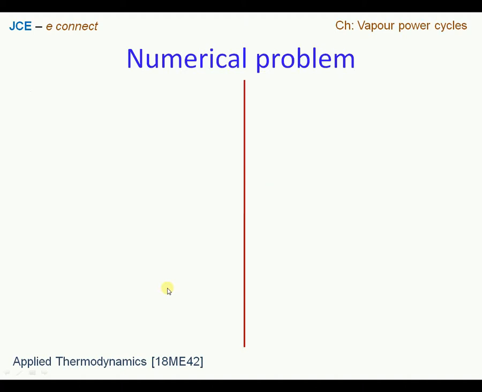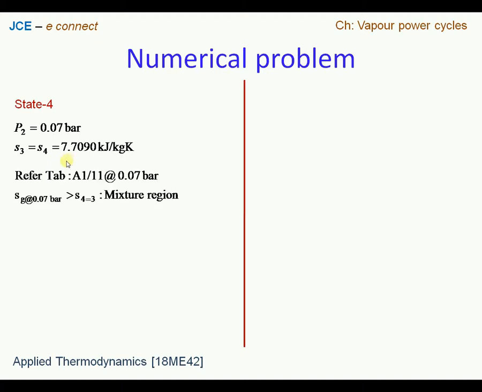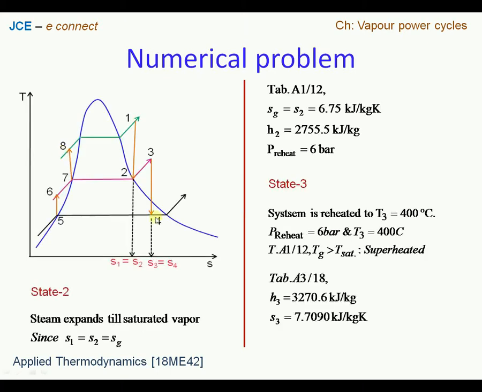From this TS plot, at state point 4 they have given us the condenser pressure, that is 0.07 bar, and we know that state point 3 to state point 4 was an isentropic expansion process. Therefore S3 is equal to S4, which is 7.7090 kilojoule per kg Kelvin. Now the procedure here is we have to find out whether the system is lying inside the dome or outside the dome. That means, for state point 4 on the TS plot, is it inside the dome or outside the dome? That depends upon the SG value at the corresponding pressure.